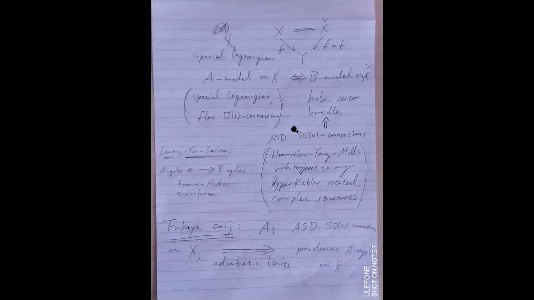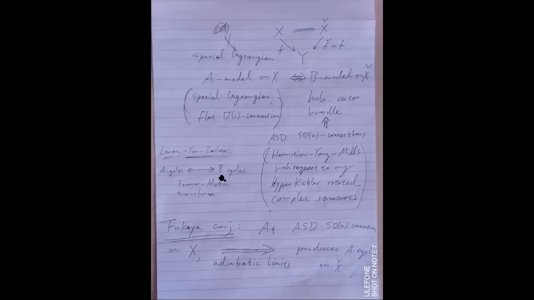And the slogan of the XYZ conjecture is this, let's say, Liang, Yau, Zaslow. It says the A cycles should correspond to the B cycles. And the slogan is that this correspondence, the XYZ mirror symmetry, is this Fourier-Mukai transform.